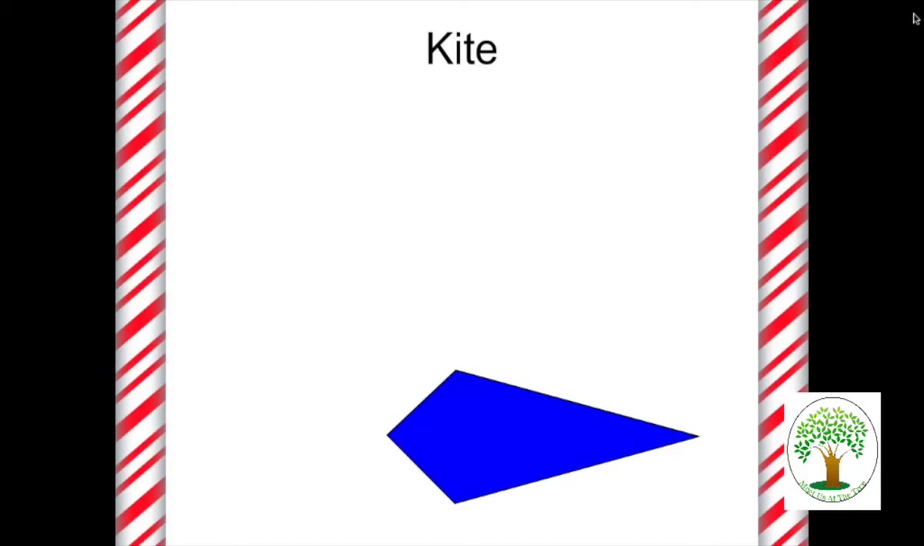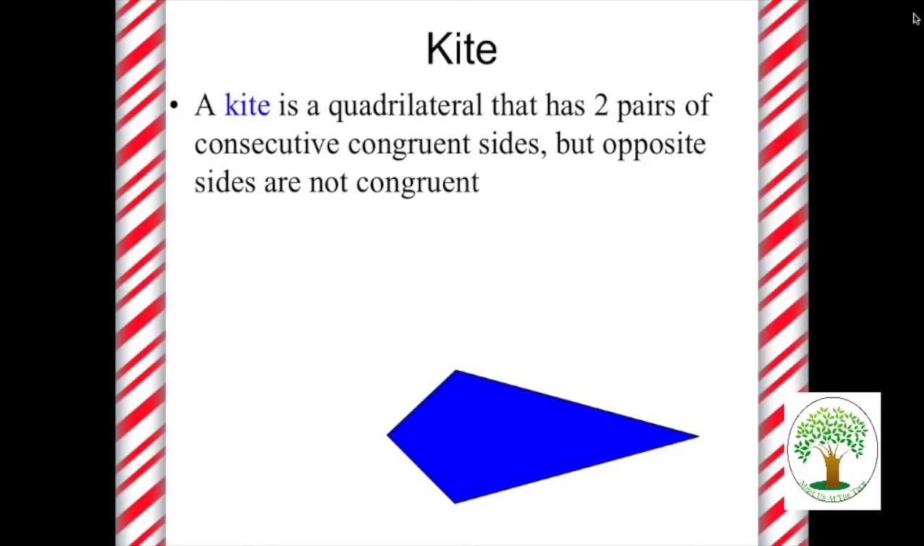All right. Here is the picture of a kite, and yes, it does look like the kind that fly. We had some talk about that a couple times ago, the kites that fly. This is the definition in geometry of a kite. It's a quadrilateral. It has 2 pairs of consecutive congruent sides, but the opposite sides are not congruent.